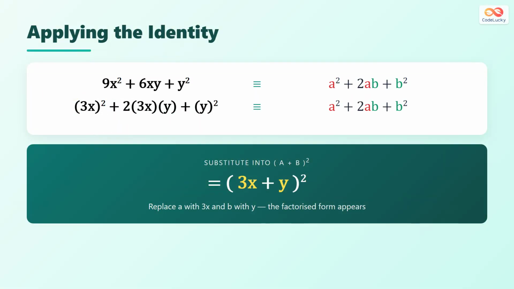Now comes the satisfying part. Since our expression matches the identity a squared plus 2ab plus b squared, we can rewrite it directly as a plus b whole squared. Substituting a equals 3x and b equals y, we get the factor form as 3x plus y, the whole thing squared.